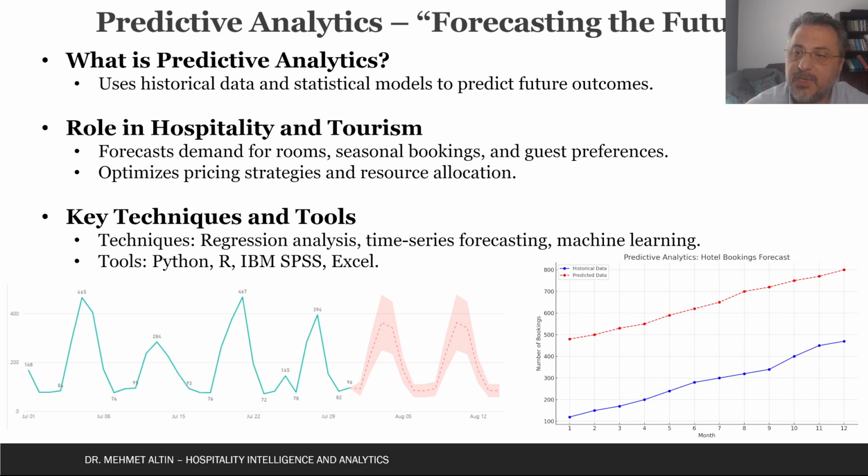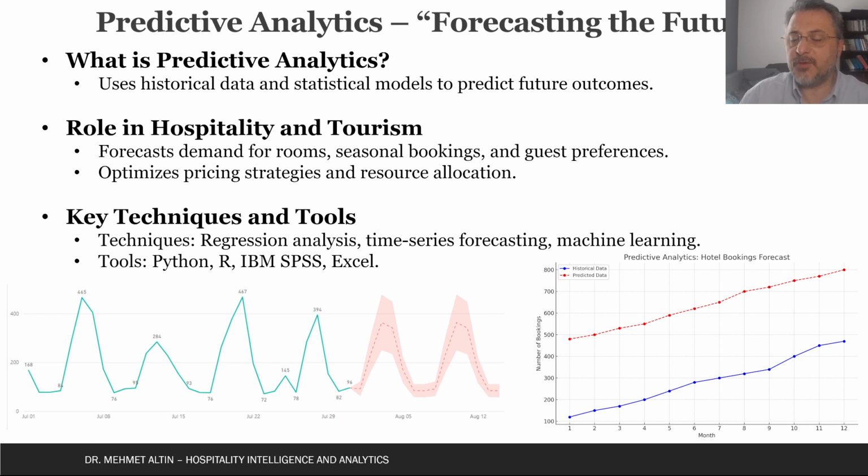Now, let's discuss predictive analytics, which answers the question, what could happen? Predictive analytics builds on descriptive and diagnostic data to forecast future trends and outcomes using statistical models and sometimes more advanced machine learning. In the hospitality and tourism industry, predictive analytics could, for example, forecast room demand during peak and off-peak seasons. Right? You can see from the picture that the red side is a forecasted range.